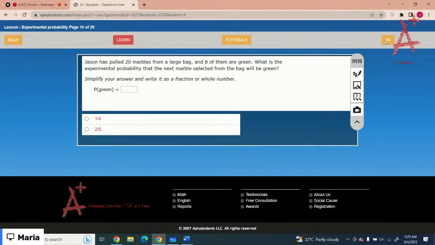Jason has pulled 20 marbles from a large bag and 8 of them are green. What is the experimental probability that the next marble selected from the bag will be green? So it is 8 out of 20. Got it? So the correct option is 2 over 5. So just select the correct option and click on the OK button.